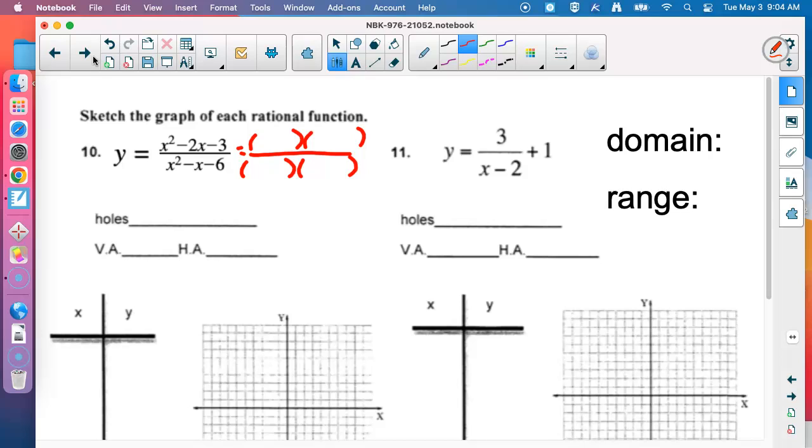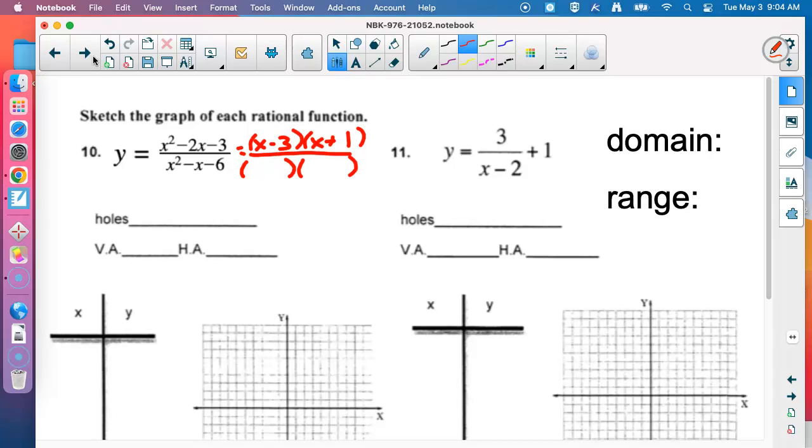All right, there's no greatest common monomial factor. It's not a perfect square trinomial, so we go right away to good old-fashioned factoring. Do we know two numbers that multiply to -3 and add to -2? -3 and +1.